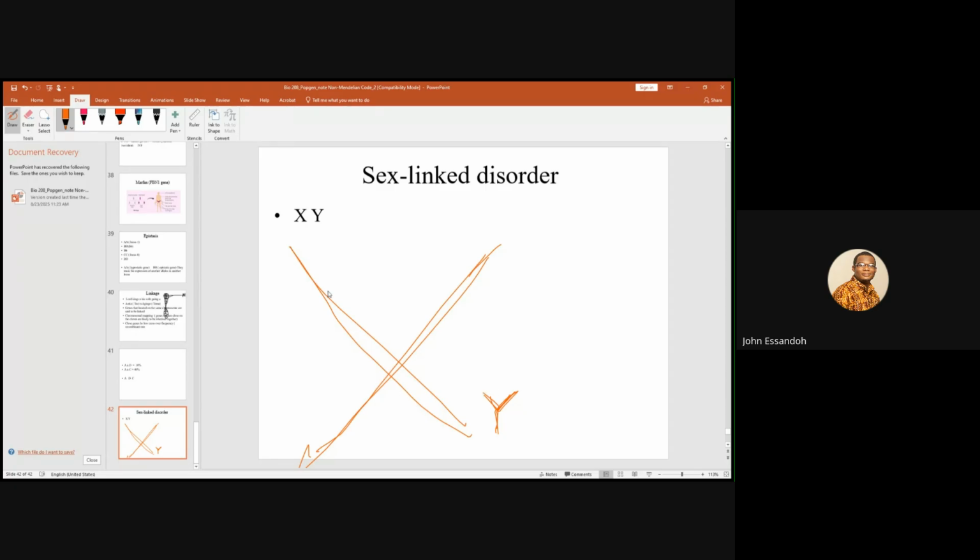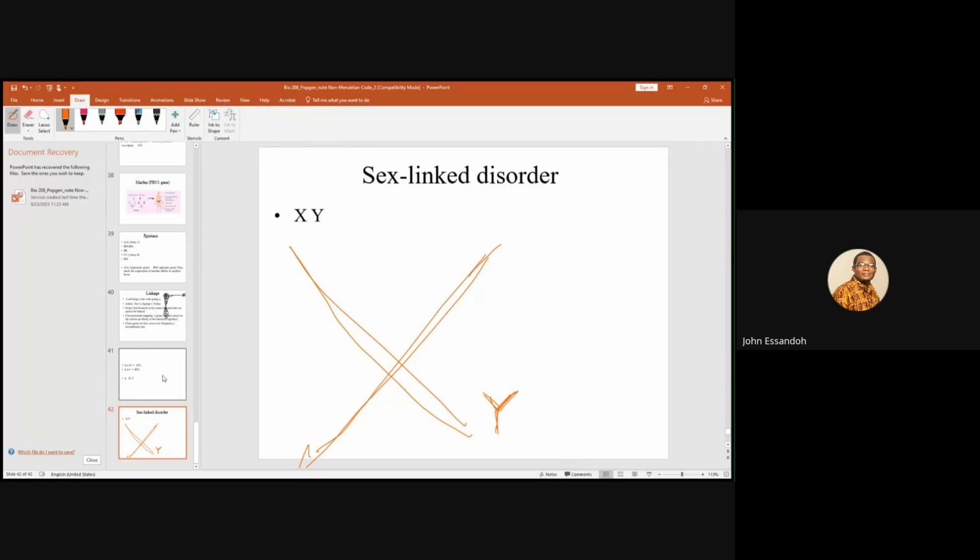So you can see that we are talking about linkage. All those disorders, the alleles or the genes, are located on the sex chromosome. They are not on the autosomal chromosomes. Autosomal chromosomes are chromosomes 1 up to 22. But these are genes located on the sex chromosome, specifically the X chromosome.